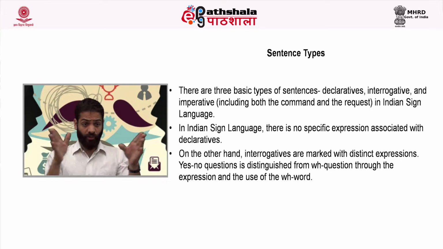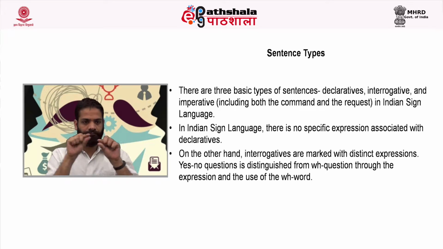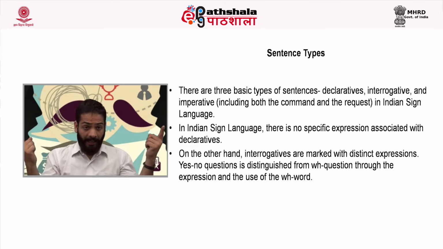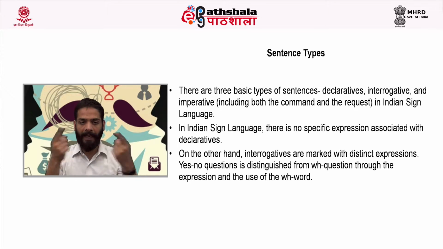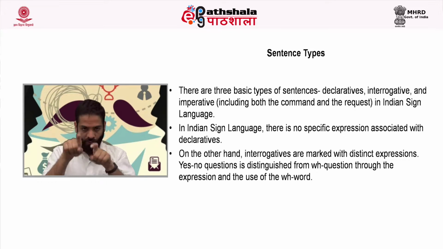We discussed different phrasal structures. Now we're going to discuss the sentence types. In general, there are three basic types of sentences: declaratives, interrogatives, and imperatives. Imperative includes both the command and the request in Indian Sign Language.